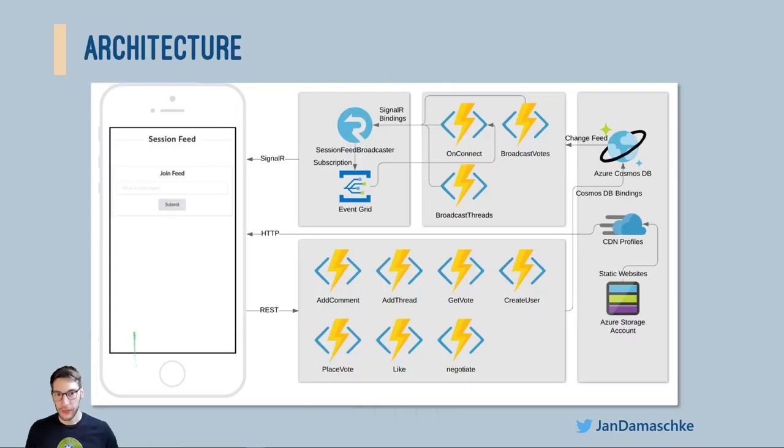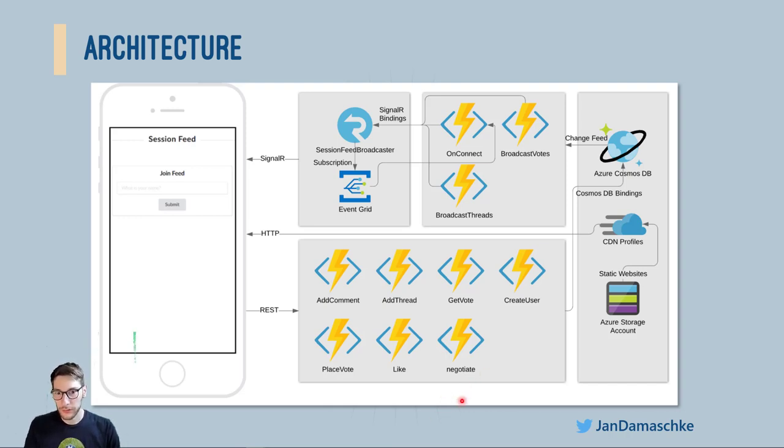Let's take a very short look at the architecture. The architecture of our application is very interesting because until now we only heard about broadcasting, but it's very important to talk about the other way around. So how does the client application write to the database? And this happens with our REST APIs. So we have these REST APIs available here and a few more here. But the client-facing REST APIs are mainly our add and get functions. So we have add comment, add thread, place a vote, like, and negotiate.